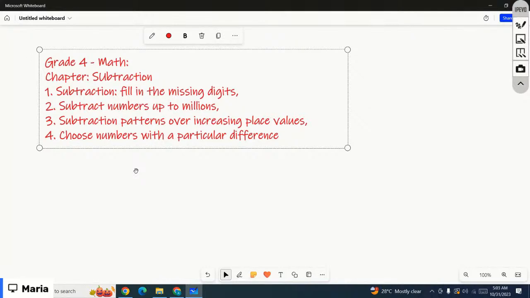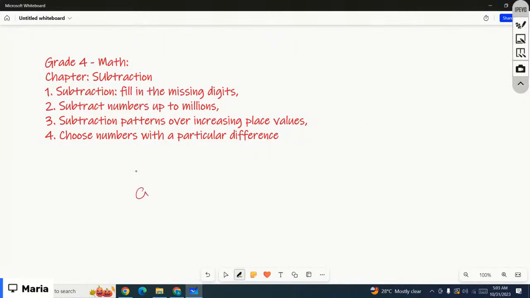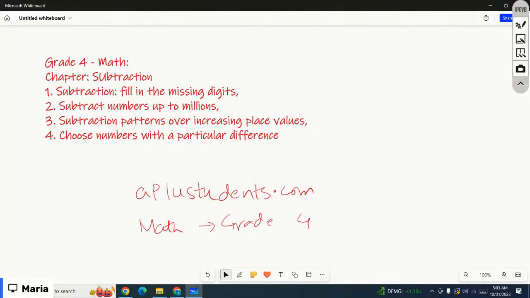So you can find all the lessons on aplusstudents.com. You have to log in there using your email address and password as provided by the administrator. Then you have to select math from the subject tab. Scroll down to grade 4 and then click on view all lessons. So there you can find a list of the chapters.